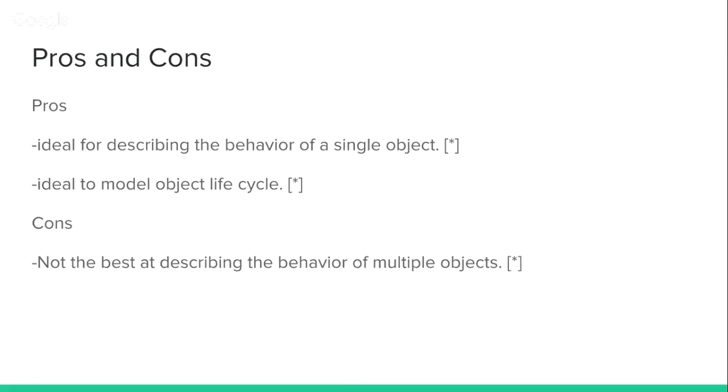Cons of using state transition diagram are: it is not the best at describing the behavior of multiple objects. As we talked about previously in the pros, it is meant to describe the behavior of a single object. When describing the reactive system, for example, the system may include many reactive objects. It is hard to display multiple behaviors happening at the same time for this system.